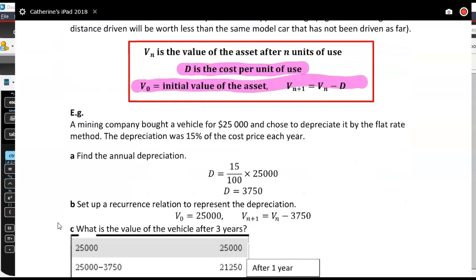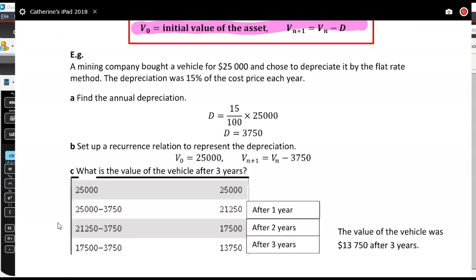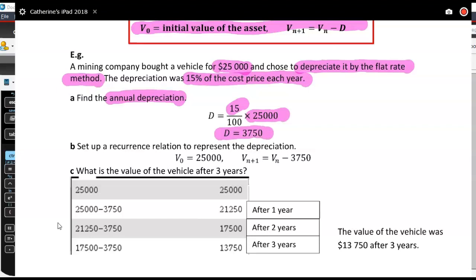So let's look at a couple of examples here. A mining company has bought a vehicle for $25,000 and chose to depreciate it by the flat rate method. The depreciation was 15% of the cost price each year. So find the annual depreciation. So 15% of 25,000 is 3,750, and because it's flat rate, it's going to be that amount every year.